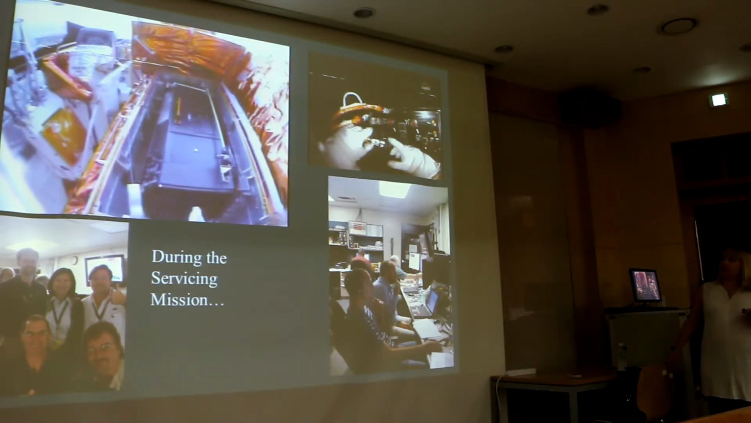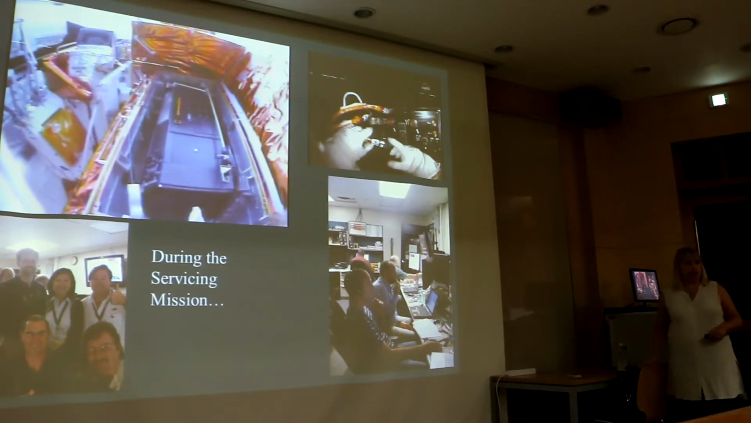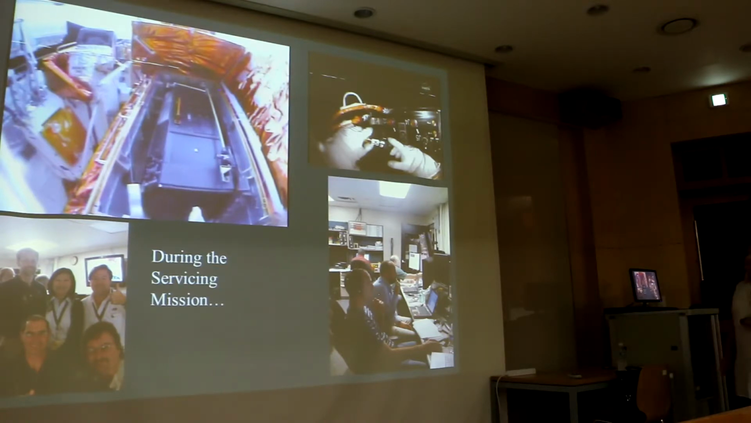This is actually a picture of John Grunsfeld repairing the Advanced Camera for Surveys. 2 of the instruments on Hubble had failed for electronics problems, so they actually came up with a way to pull out the circuit boards that didn't work and put in new ones. So they fixed 2 instruments that were broken.